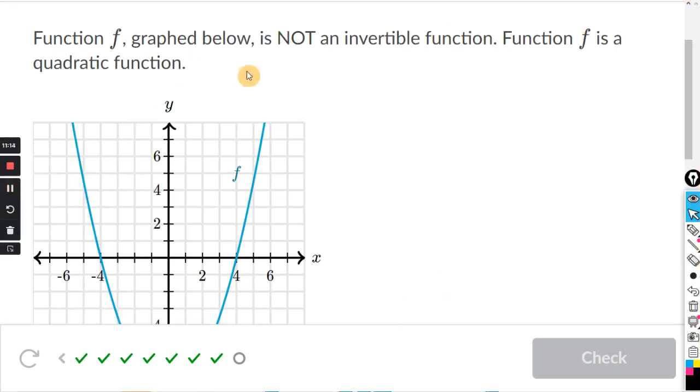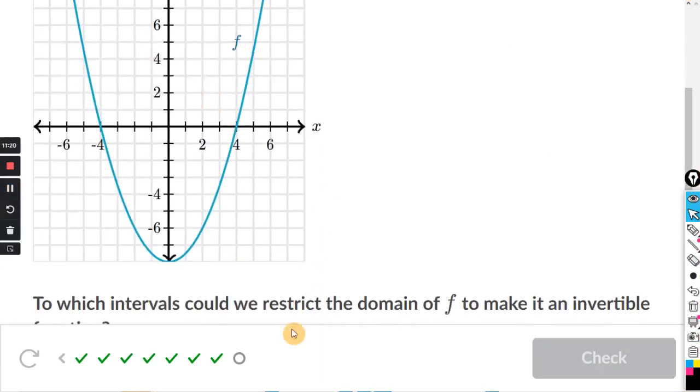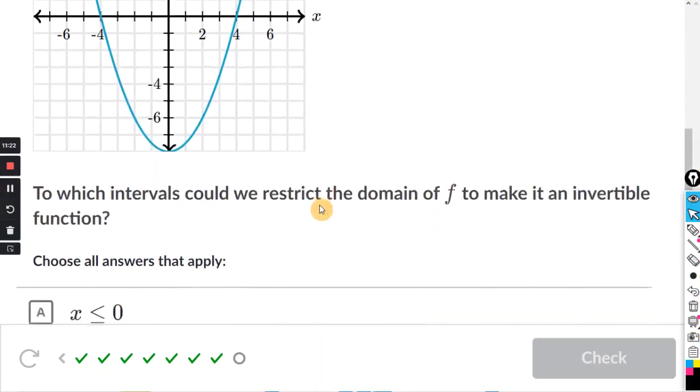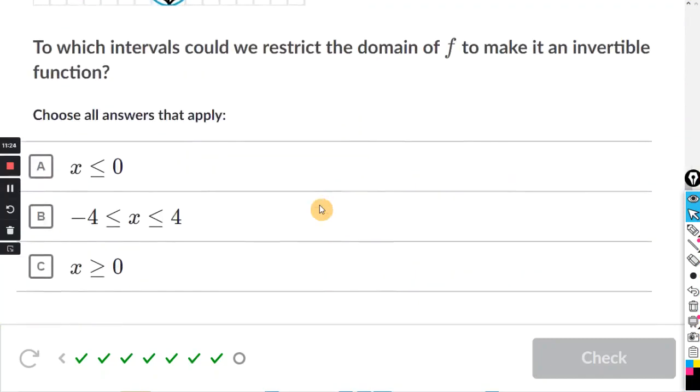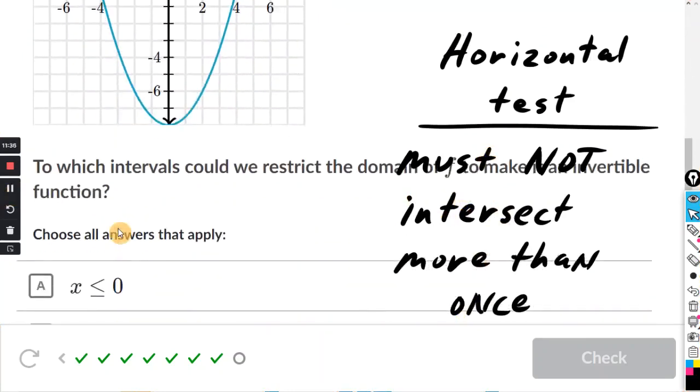All right, function f is not invertible. It's a quadratic function. Which intervals could we restrict the domain and make it an invertible function? All right. So horizontal line test. It must not intersect more than once for the horizontal line test. So let's take a look.